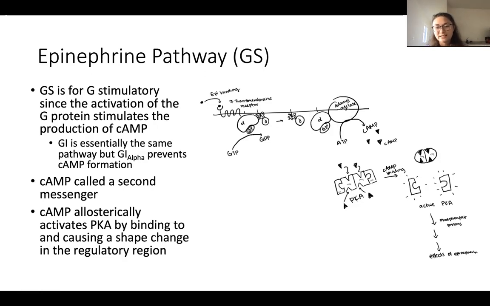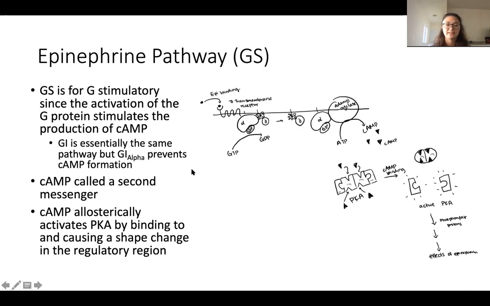What adenylyl cyclase does is it takes ATP and turns it into cyclic AMP, and the cyclic AMP is called the second messenger. That will go into the cytoplasm, and then it will bind to the regulatory regions of protein kinase A. Normally protein kinase A has the catalytic and the regulatory regions, and you can see they're bound together so that the catalytic region is inactivated. But once this cyclic AMP binds, the regulatory regions change shape. The active protein kinase A is released, and then it will go do its job, phosphorylating proteins, which lead to the effects of epinephrine.